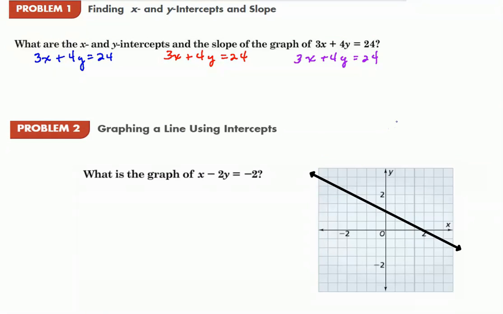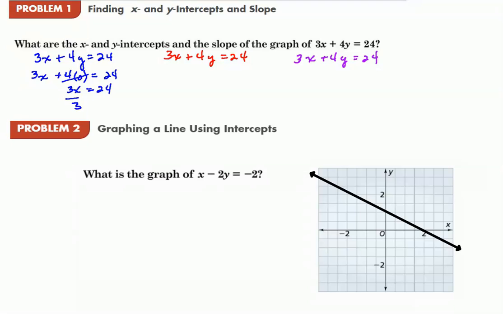For problem 1, we're going to find the x and y-intercepts and the slope of the given graph 3x plus 4y equals 24. So what I did is I went ahead and wrote this in blue, red, and purple. For the blue, I'm going to find the x-intercept. To do that, we're going to make y equal to 0. So I'm going to plug in a 0 for y, and that's going to equal 24. Well, 4 times 0 is 0, so I'm left only with 3x equal to 24.